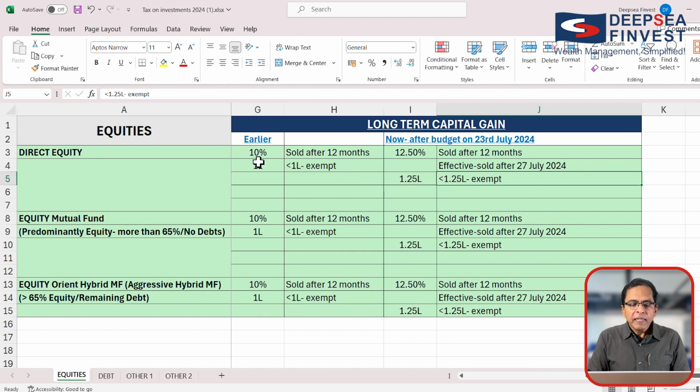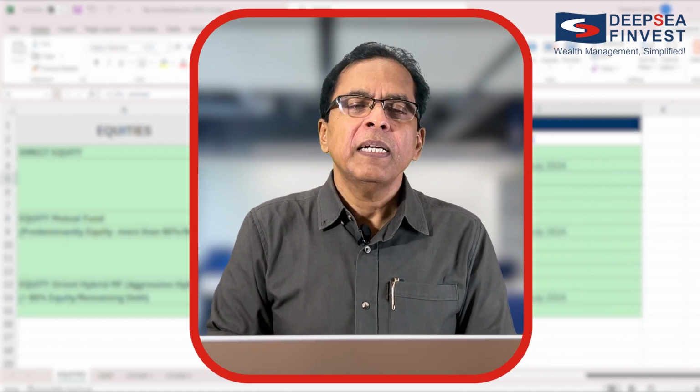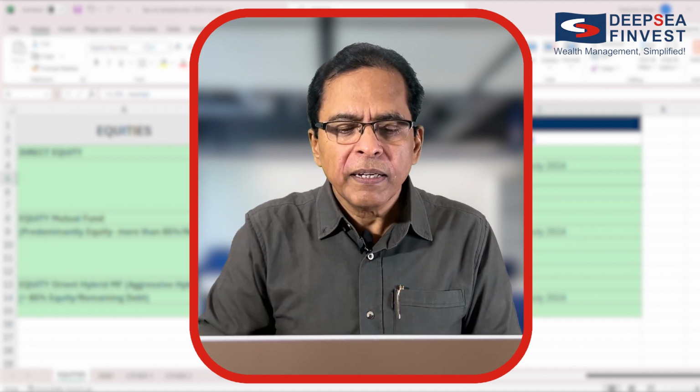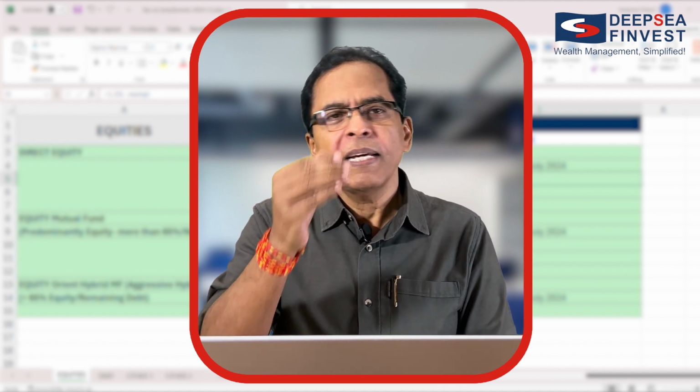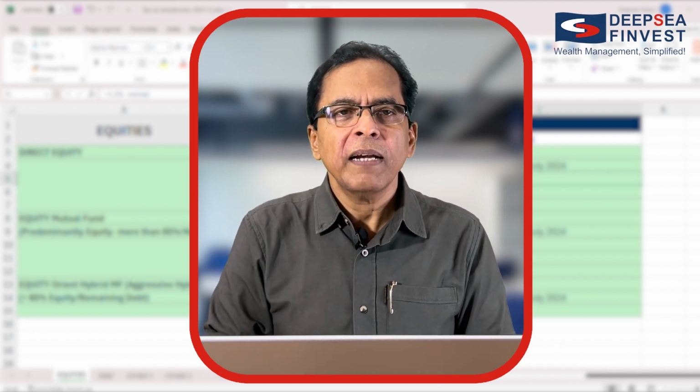Earlier the taxes applicable were only 10%. The same has been increased to 12.5% after this budget. Earlier the exemption was only 1 lakh. Now it has been increased to 1.25 lakhs. Now what is this exemption? For example, if your invested money is 1 lakh and you generate an appreciation of another say 50,000, so your capital gain is only 50,000. Now this is within the exemption limit of 1,25,000.